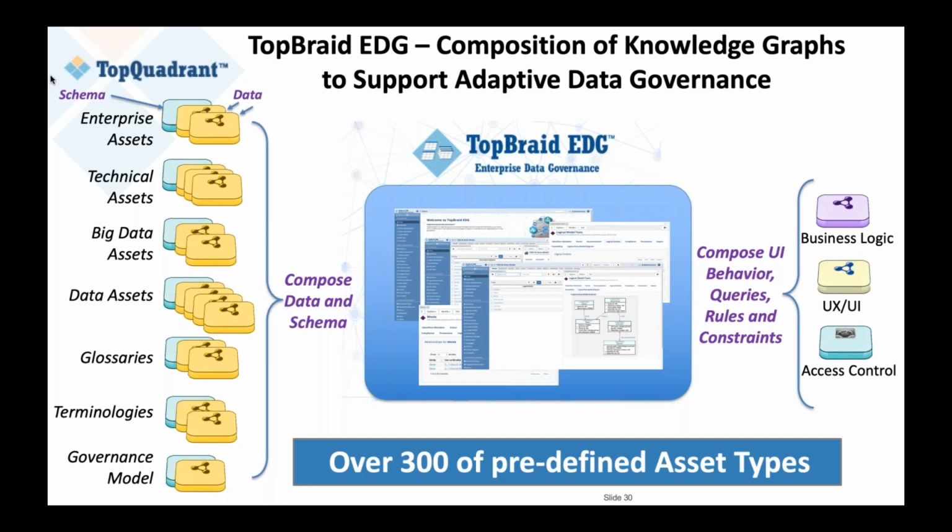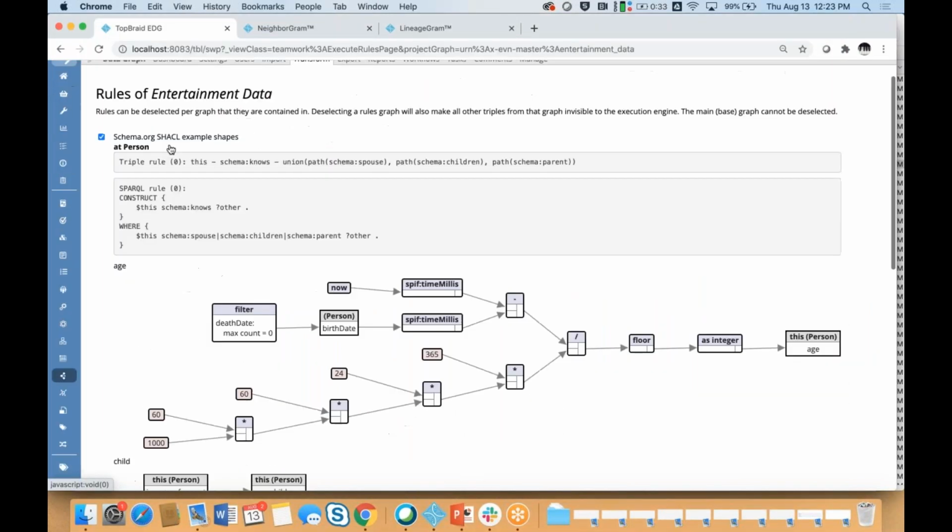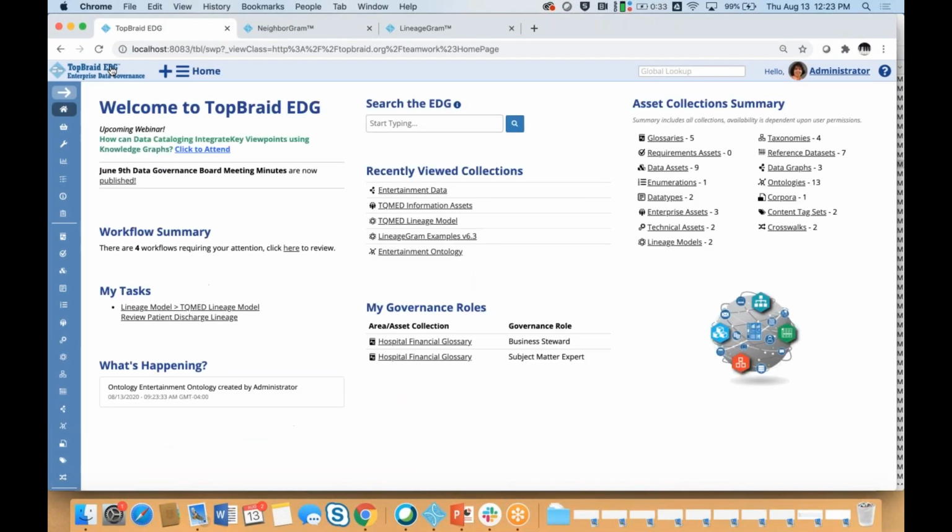TopBraid Edge also comes with some pre-built models and special-purpose graphs that capture data sources, technical assets such as application systems and servers, and enterprise assets such as your forms, reports, and your organization's capabilities. All of that can come together, and it's all model driven. So the models drive the business logic. This is going to be a fairly quick demo as well.